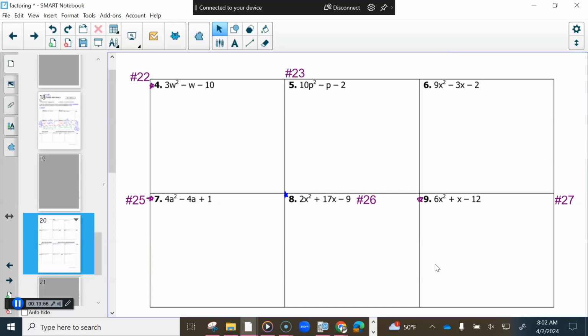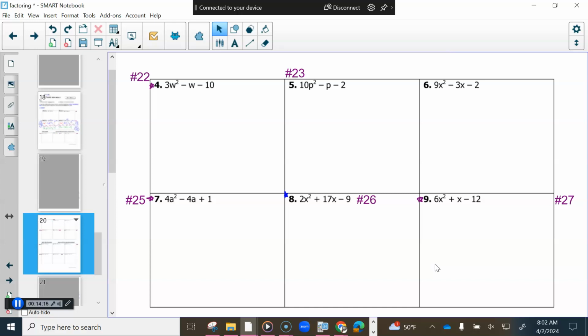Okay. Group 6. We got 3x plus 5, 3x minus 2. You all get the same thing? Have any questions about that? Okay. Group 7.